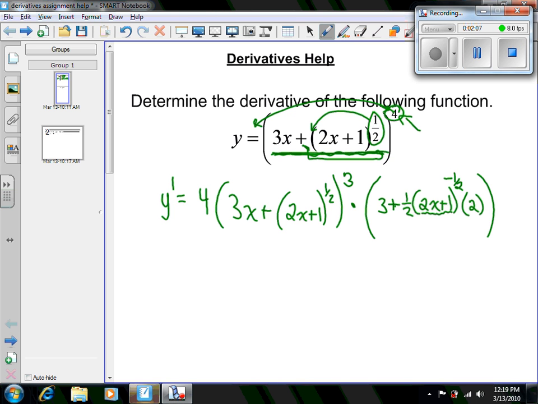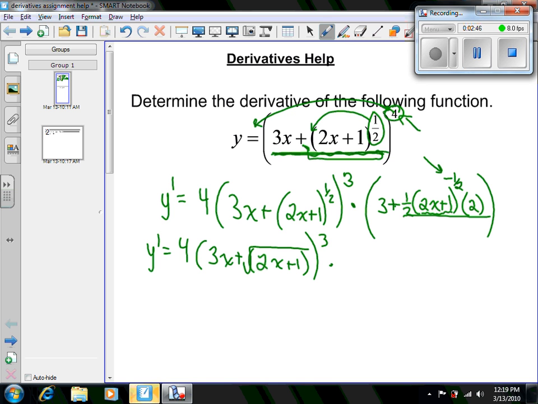Glad I caught that. So now you've got 3 plus all of these multiplied together, the 1/2, the 2x plus 1 to the negative 1/2, excuse me, and the 2. That whole bracket is multiplied by the initial stuff that you see. So in terms of simplifying this, the only thing you really look for is some common factors, and you try and make sure there's no negative exponents kicking around. So we've got to play with this second bracket here. I'll leave everything else initially the same. 4 bracket, 3x plus (2x plus 1) to the 1/2. Let's make it a square root because it looks cooler.